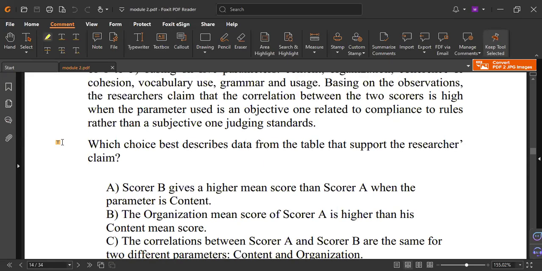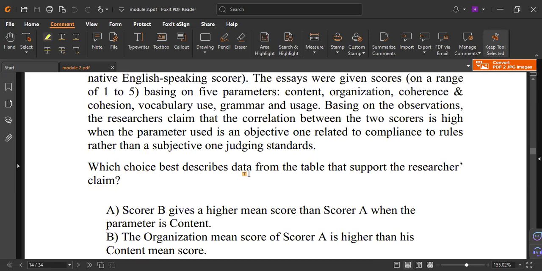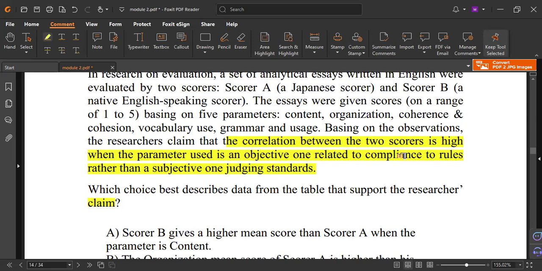Let's see here. It says, which choice best describes the data from the table that supports the researcher's claim? And what is the claim? This is the claim. So he mentioned the correlation between the two scores is high when the parameter used is objective.